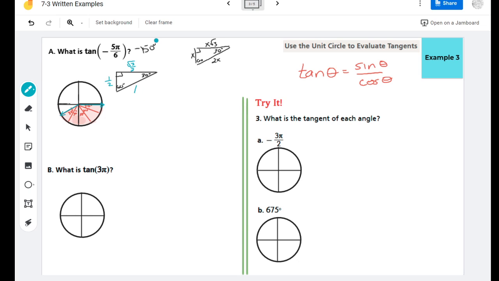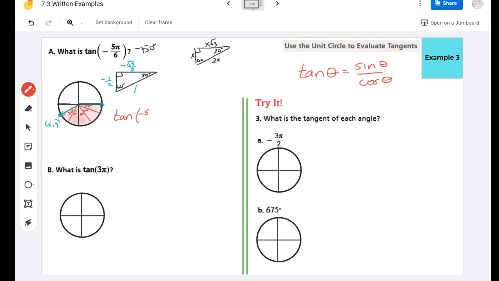Now the other thing is I have to think about my signs. Think about the direction that this point is going to be at, because here's my x, y that I want. So it is going backwards on the x-axis, so it's going to be a negative root 3 over 2. And it's going down on the y-axis, so it's a negative 1/2. So now that I have that, I can go ahead and find my tangent.